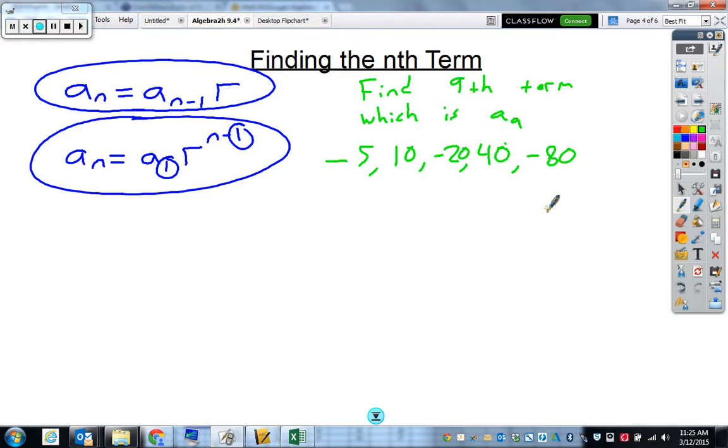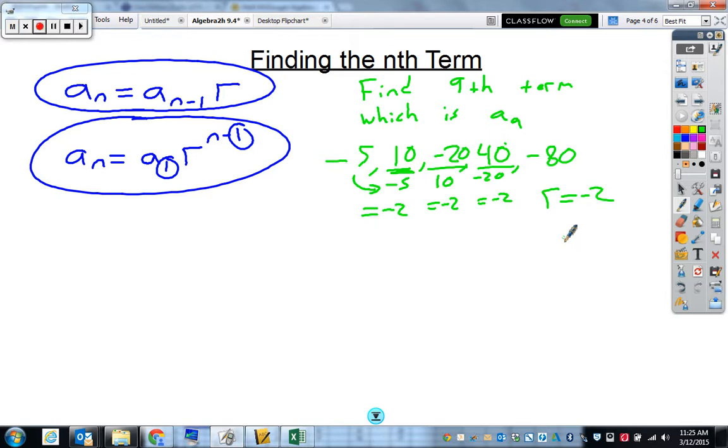Well, my r is just going to be this term divided by the first term. So 10 divided by -5 equals -2. Or I could have done 20 divided by 10, -2. Again, 40 divided by -20. Regardless, my r equals -2. I keep multiplying by -2 to get to the next term.